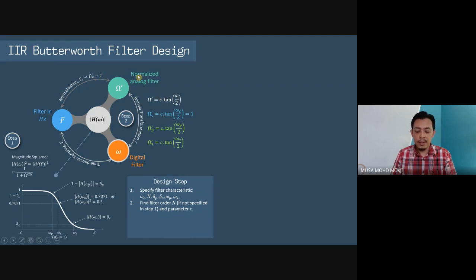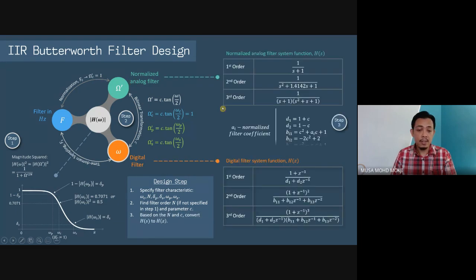So that's why we call it normalized, because this cutoff frequency is always set equal to 1. Why do we need to do that? Because it goes to the second, the third step. When we set it as a normalized analog filter, we will have this standard equation. If the cutoff frequency is not equal to 1, you're not going to have this equation. You will have a different equation. We don't want that, because we want to have a standard equation.